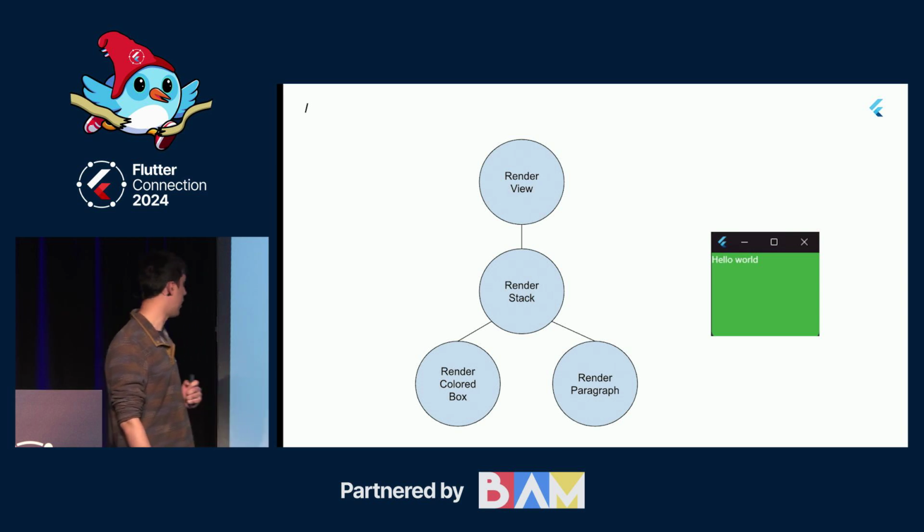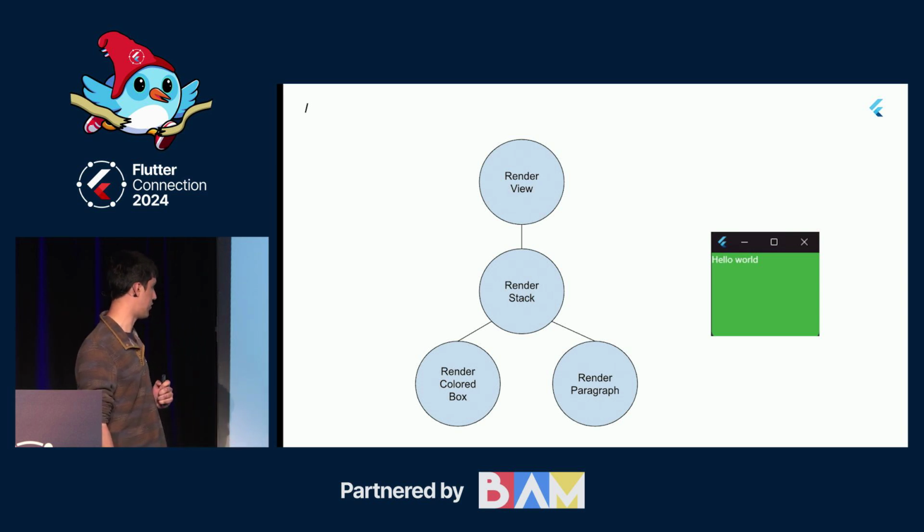First, at the very heart of Flutter is what we call a render tree. And this render tree is what's responsible for doing things like laying out your application or painting your application. So if I have just a simple application like some text on a colored background, that might look like this render tree that I have here.